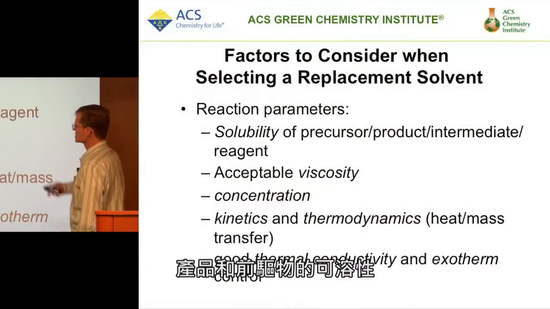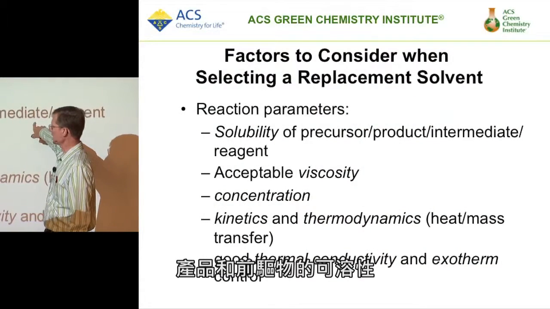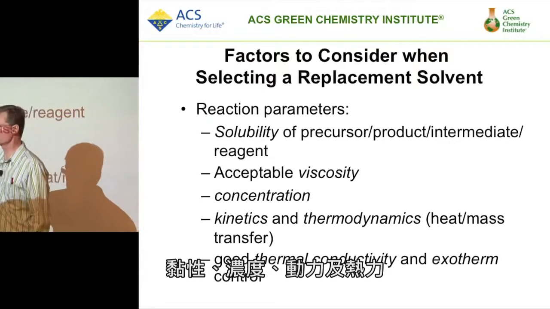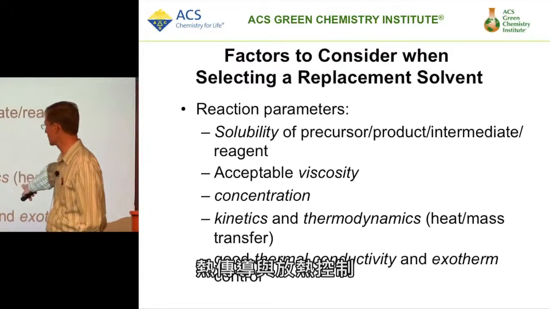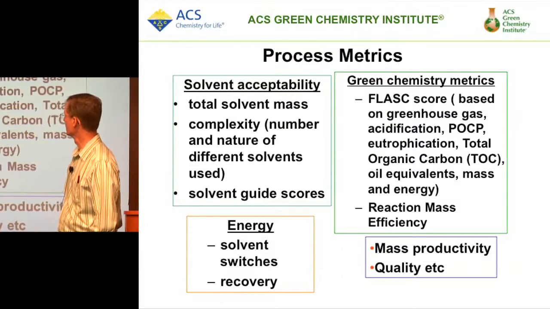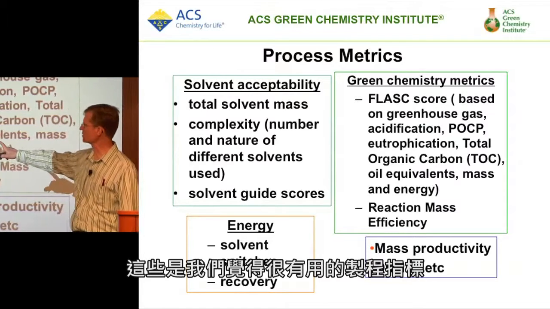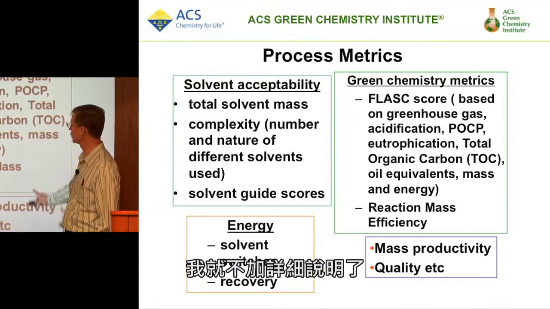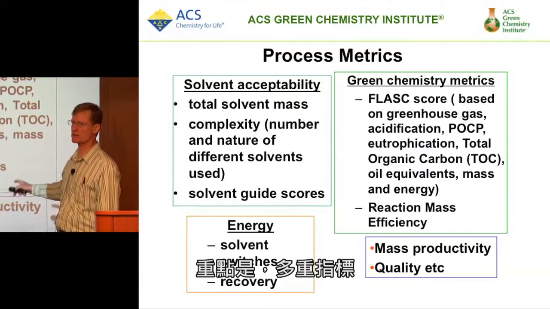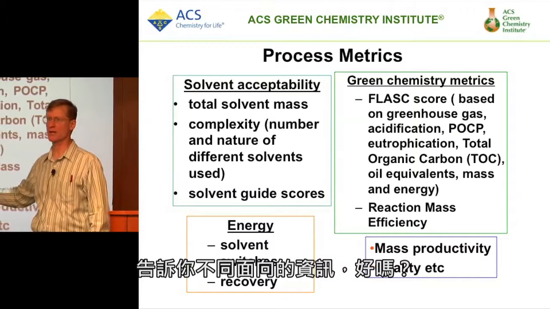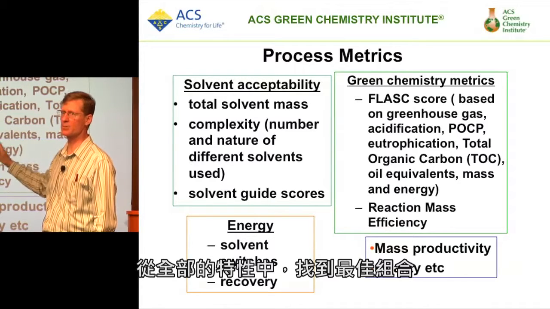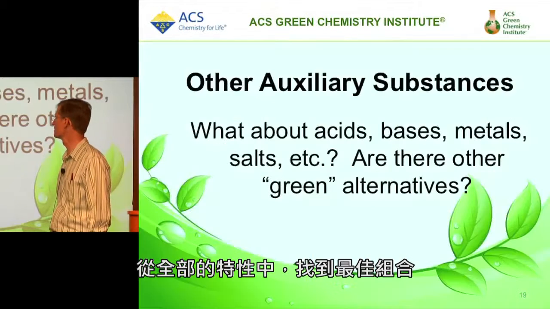So, solubility of your product and your precursors, viscosity, concentration, kinetics and thermodynamics, and thermal conductivity and exotherm control. That's what you need to pay attention to. These are process metrics that we found to be very useful, and I won't go into them, but the point is, again, multiple metrics. They tell you a different story, okay? And what you want to do is to find the best combination of all these features.